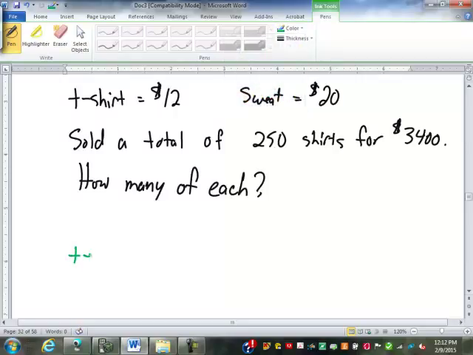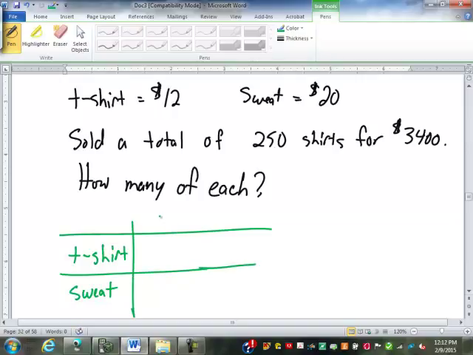So again, t-shirts, sweatshirts, and we're looking at the number sold to start off with. This is a little trickier. There isn't one referenced off the other this time. We didn't say that one is 3 times the other or 5 times the other or anything like that. What we do have is a total number of items, 250.